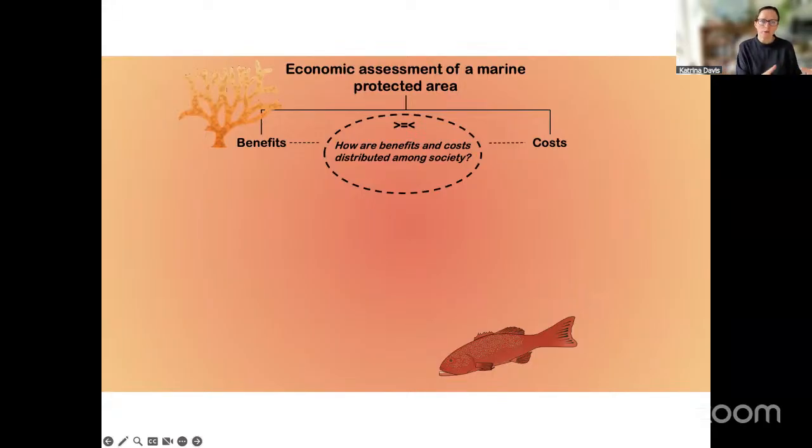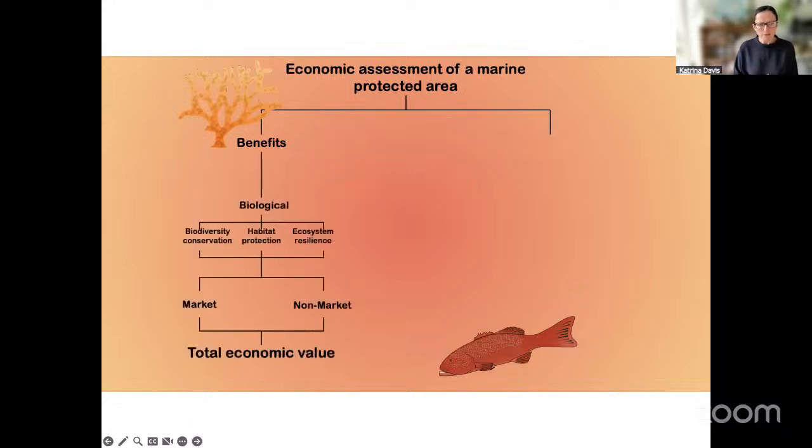Obviously, if we've got one user group who are experiencing most of the costs and another user group who's experiencing most of the benefits, we're probably going to need some kind of intervention to address that imbalance. So the benefits that we expect to see from marine protected areas, we spoke about this: biodiversity conservation in and of itself, habitat protection, and ecosystem resilience. So those are three key benefits we expect.